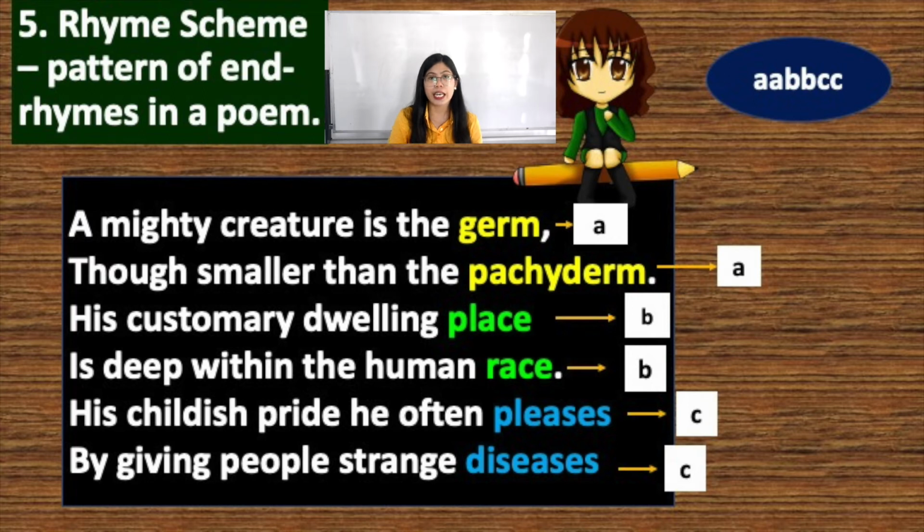In the next lines, we have places and diseases. Since they sound the same but not the same as place and race, the rhyme scheme would be letter C. So all in all, the rhyme scheme of this poem would be AABBCC. So that's how you create a rhyme scheme in a poem.